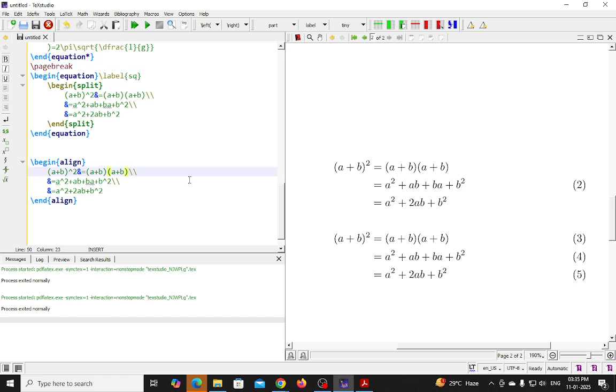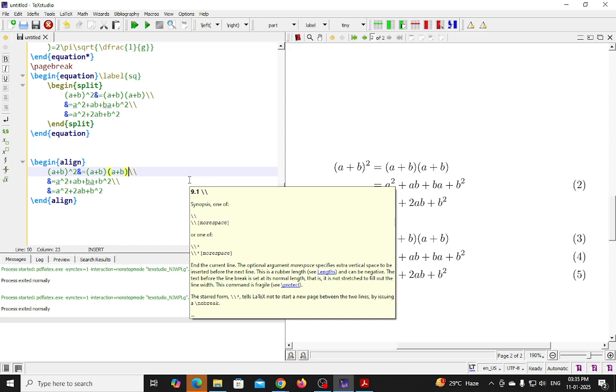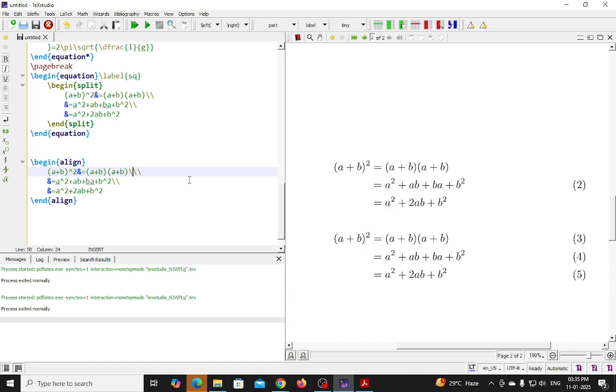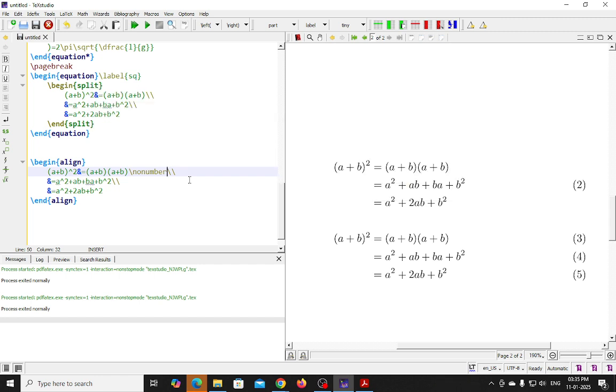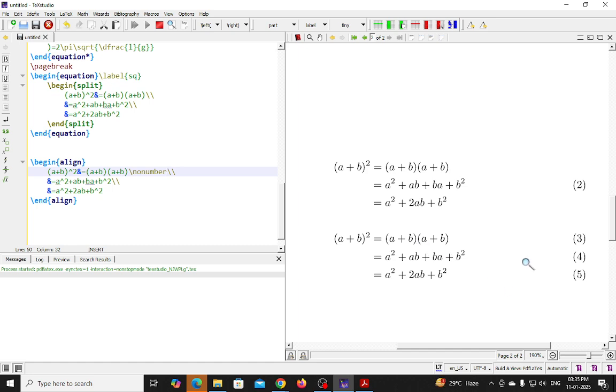For a particular line where you don't want numbering, see, before the double backslash I am using backslash nonumber, before the double backslash, because the double backslash means you will shift to the next line. That's why you can notice that number 3 will disappear and automatically the next equations will be numbered 3 and 4. That sequence will be there. So no need to number equations manually. LaTeX will take care of that. Okay, so the last part I will explain.